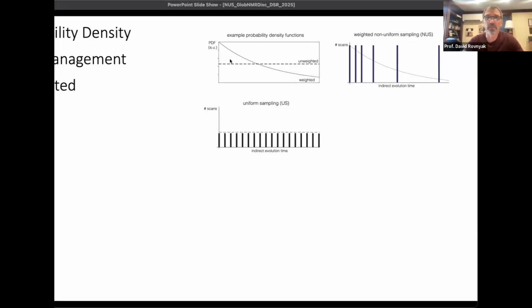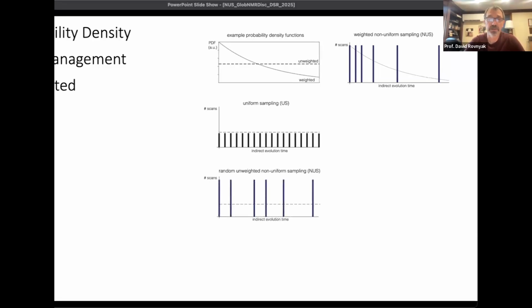So generally, the probability density, the PDF function, is telling you where you're taking your samples, and it can be unweighted. Uniform sampling, for example, is unweighted, but you can also have random unweighted, as we've seen. You can also have something that's weighted, for example, this decreasing dashed PDF that you see. And there are examples of both. There's some variations. For example, here's the random unweighted. That's still unweighted in principle.